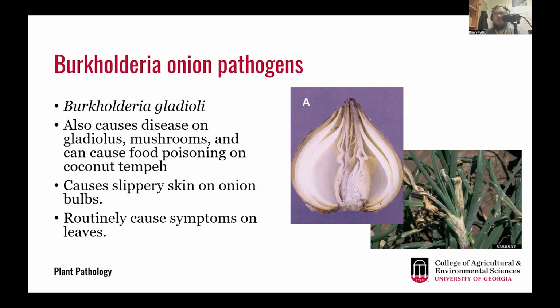The reason it's called slippery skin is, if you look, this is a very dramatic example of this disease. Basically, it rots out the inside so that if you were to pull the stem of the onion, the whole center of the plant would just come out and leave the bulb behind. It's slippery. It slips out of the infected onion. And this pathogen does routinely cause symptoms on leaves. We can see some of those leaf symptoms here.